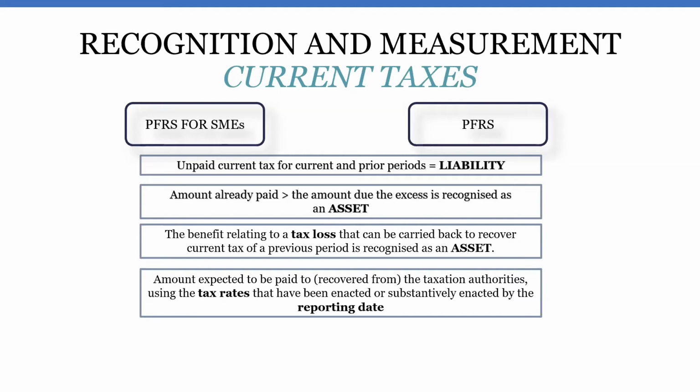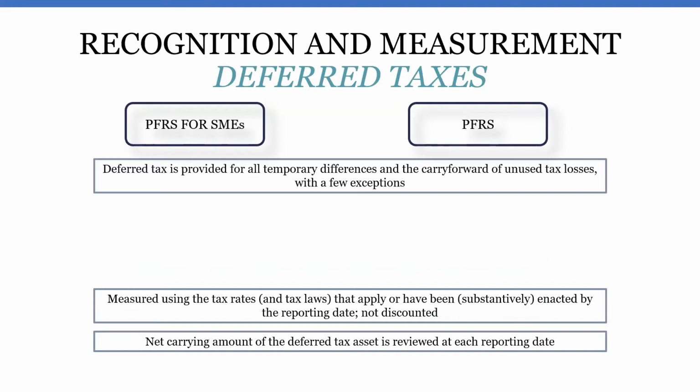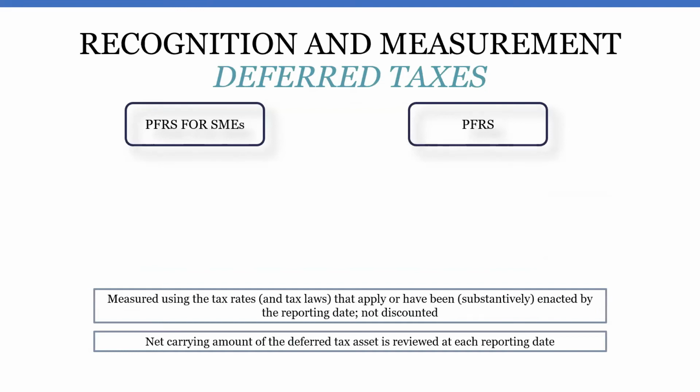So, for SME and full PFRS, same sila lahat except for the discounting ng current taxes. Kasi for SME, sinabi doon na hindi siya discounted, pero for full PFRS or sa PAS 12, silent siya when it comes to discounting. Pero in practice naman, hindi naman talaga tayo nag-discount din ng current taxes. So, next naman is for deferred taxes.